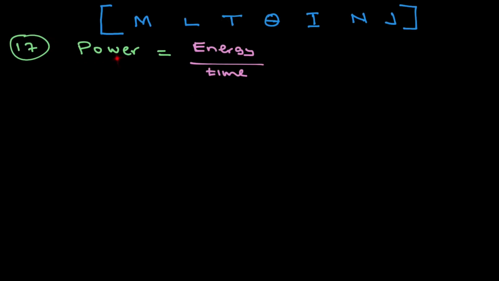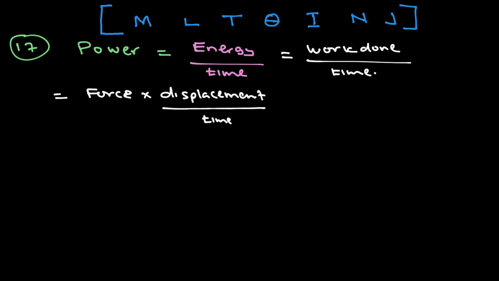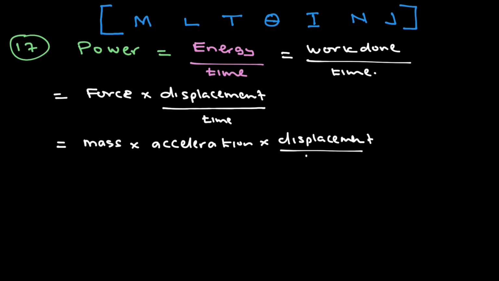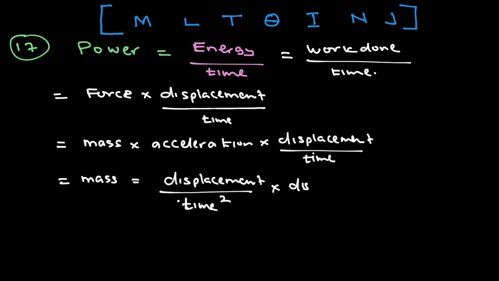Number 17, power is energy over time. And that equals work done over time. And therefore, work done is force times displacement over time. But what is force? Force is mass times acceleration, and for power now, energy over time. But we know what acceleration is. Acceleration is displacement over time squared, and then times displacement over time altogether for power. The acceleration is displacement over time squared because acceleration is velocity over time, and then velocity is displacement over time.